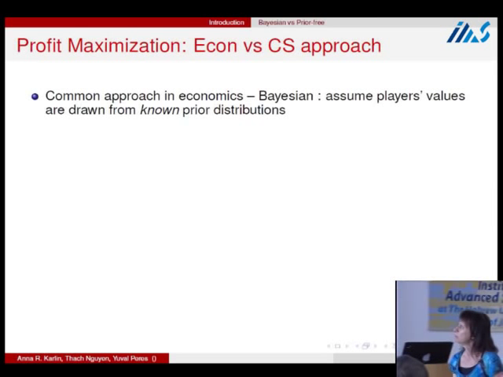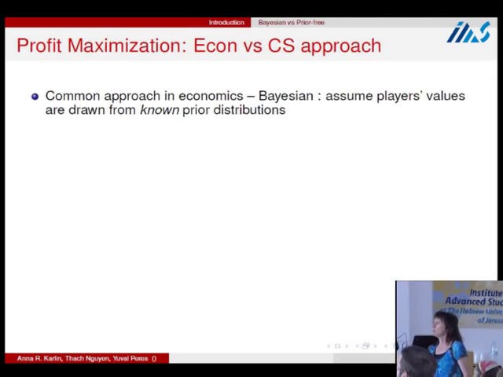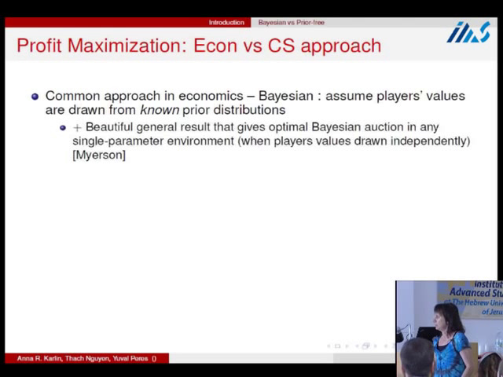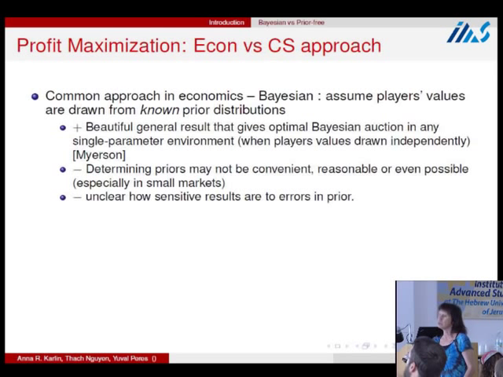Okay, so a common approach in economics is the Bayesian approach, where we assume that players' values are drawn from known prior distributions. And as we've heard already several times, there's a beautiful general result that gives the optimal Bayesian auction in any single parameter environment when the players' values are drawn independently. And as we've also already heard, there are some downsides to assuming priors. It may not be convenient, reasonable, or even possible. And we don't really know how sensitive the results are to errors in the prior.